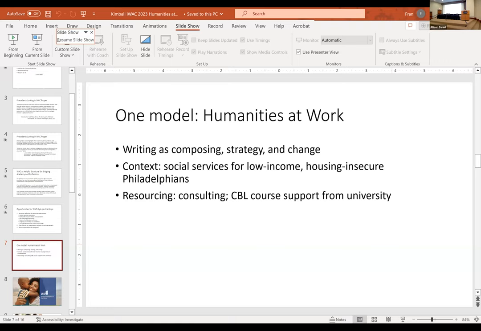So just to be perfectly clear, there aren't funds coming from the university, or from the organization to the university. They're paying me directly, but it's part of what Drexel actually seems to encourage us to do quite a bit.